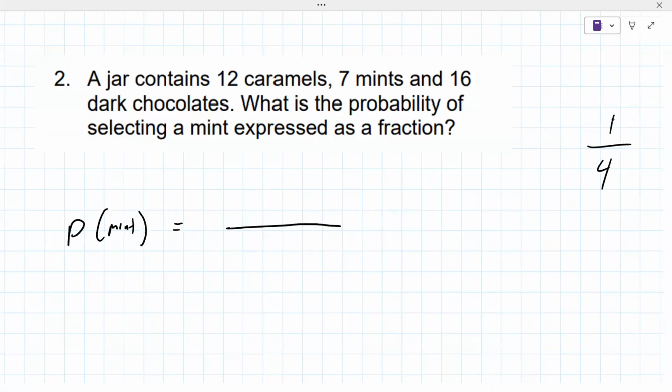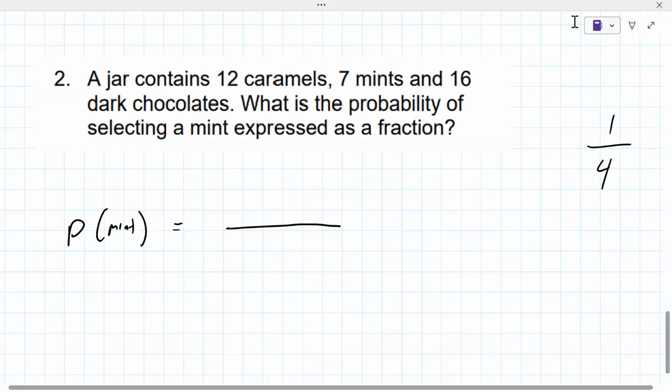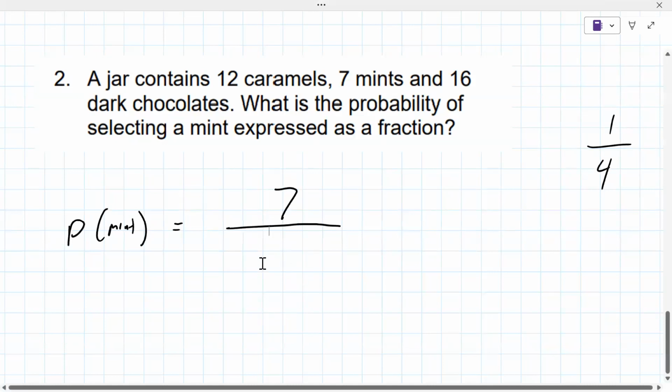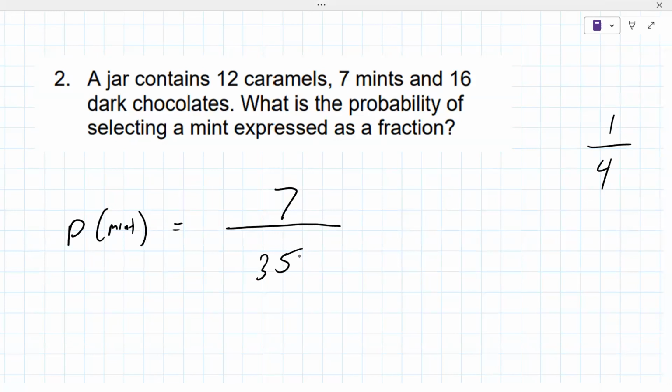How many mints are there? There are 7. And how many total candies are there? 35. Okay. So this is correct, but this is not. Uh-oh. So try that one more time, please.